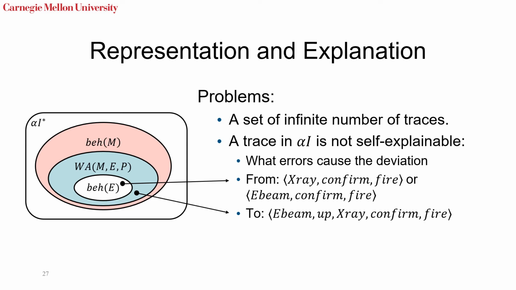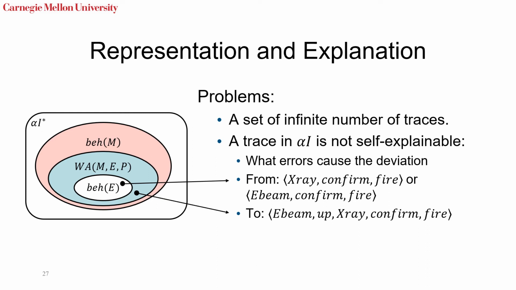However, there are two problems. First, the difference is a set of infinite number of traces. It is not possible for developers to go through these traces to tell how robust their system is. We need a way to extract valuable information from this infinite set of traces. Second, the trace is under the alphabet of the interface. Developers cannot tell what are the errors which cause the deviation.